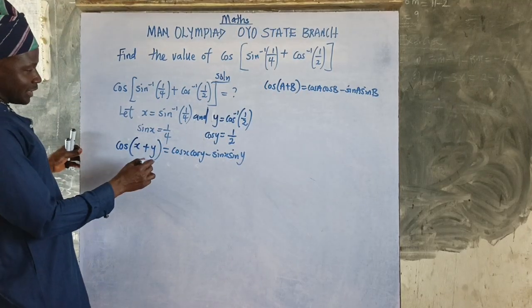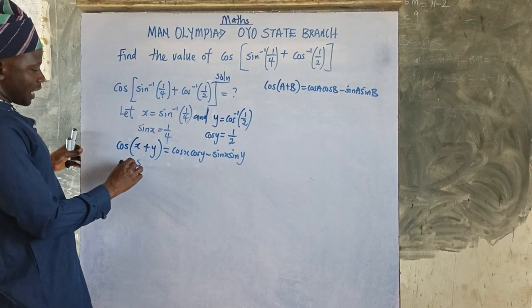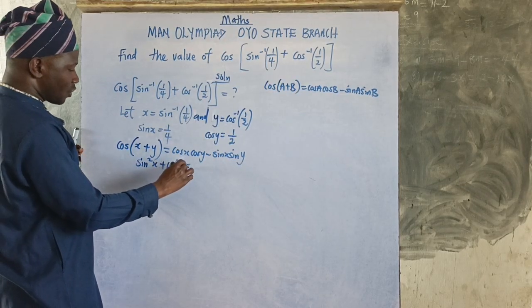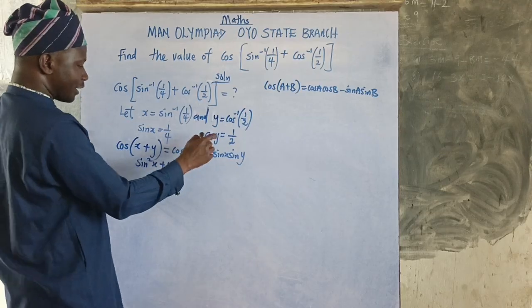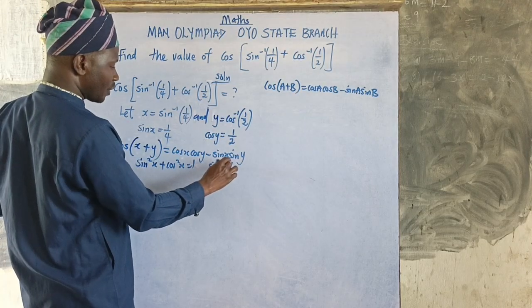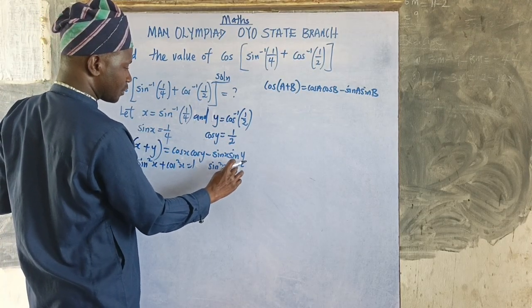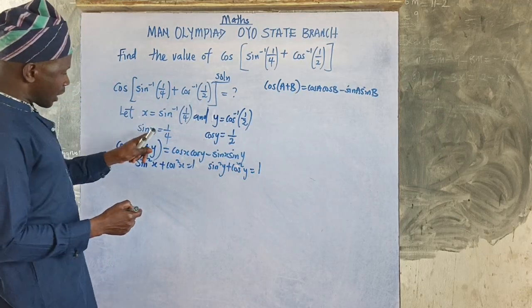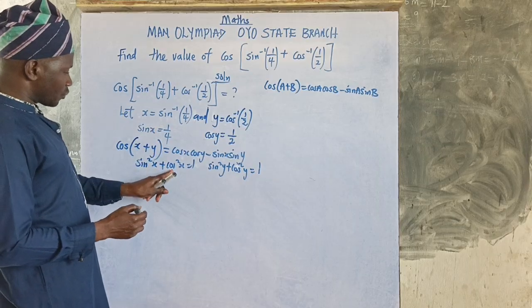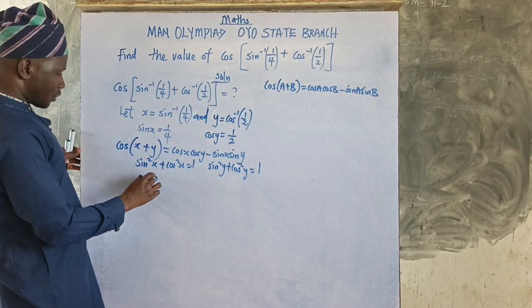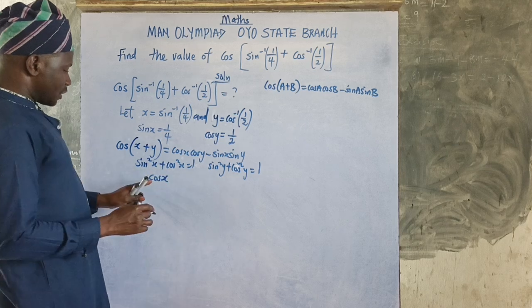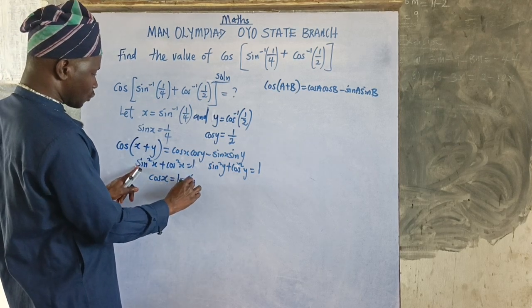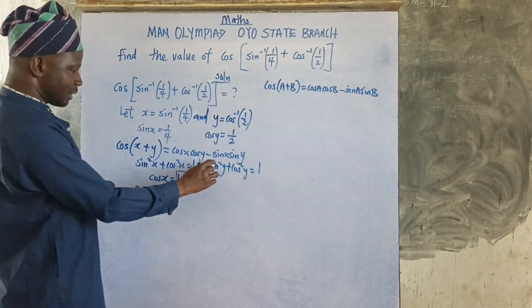We are using an identity: sine square x plus cos square x equals 1. So also for y, sine square y plus cos square y equals 1 too. Now, we are given sine x to be 1 over 4. We want to obtain cos x here, so we are going to make cos x the subject. By making cos x the subject of the formula here, you are going to obtain the square root of 1 minus sine square x. The same thing applies here.